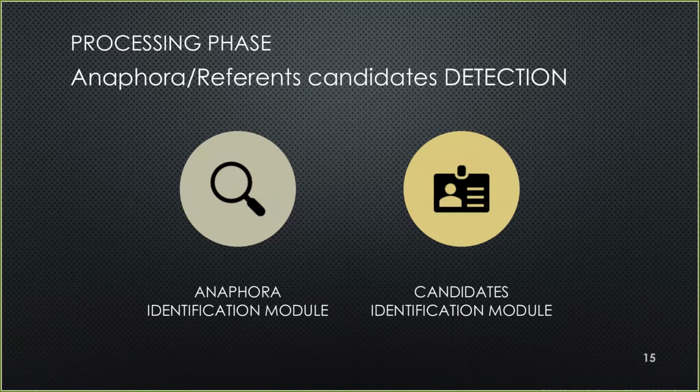The second module is the candidate identification module, in which all the referents for each anaphora are chosen based on their part of speech tag, such as noun, noun phrase, or proper noun. A specific search scope is adjusted based on tested and previous research. For the search scope used here, we used two sentences before the anaphora, so we collected all the noun phrases that appeared before the anaphora.